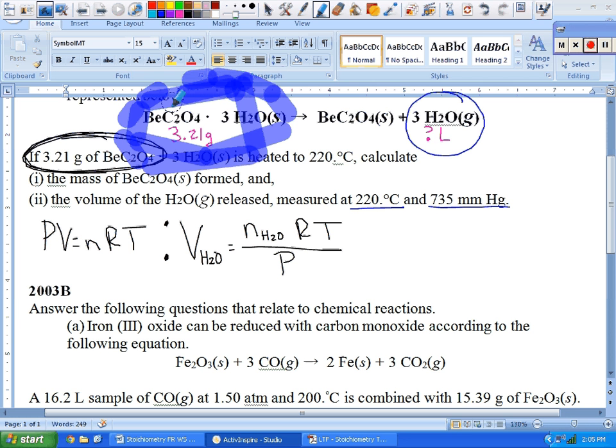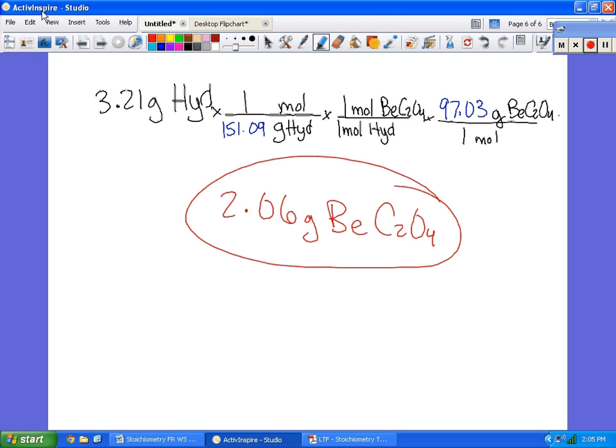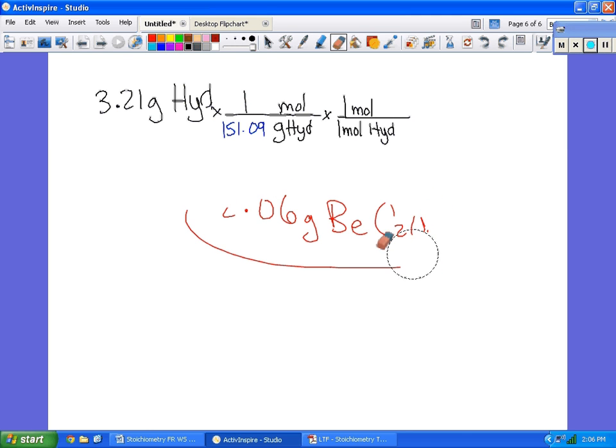So the first thing I want you guys to do is convert 3.21 grams of the hydrate to moles of water. It's a two-step, and you already have one of them done. So if you'll look right here for a second, I'll erase this, and you can copy this. Do you agree that that's all you would need right there? Yes, you do.